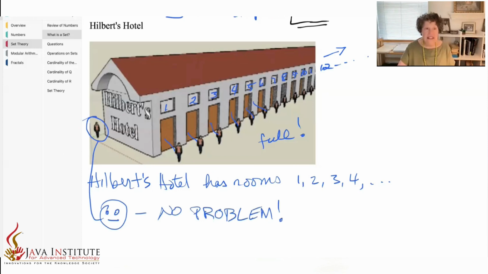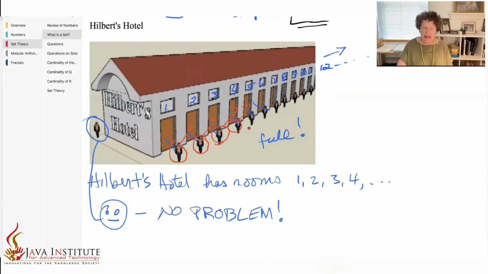What he does is he says, okay, you're in room 1, move to room 2. He tells the guy in room 2 to move into room 3. He tells the guy in room 3 to move into room 4. And okay, I mean, this is an example. Well, it's not even an example. It's imaginary.